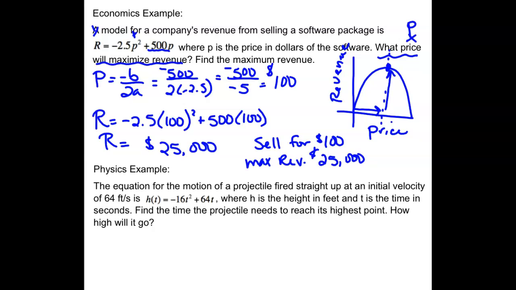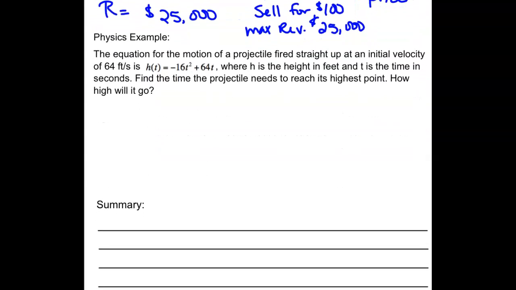All right. Our last example is a physics example. It says the equation for the motion of a projectile fired straight up at an initial velocity of 64 feet per second is h of t equals negative 16t squared plus 64t, where h is the height in feet and t is the time in seconds. Find the time, so find x in this case, find the time the projectile needs to reach its highest point, and how high will it go. Once again, gravity is going to cause that projectile to go up and come back down.